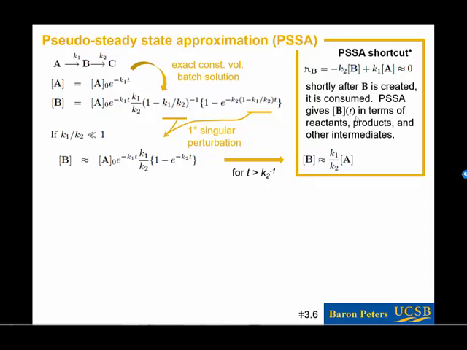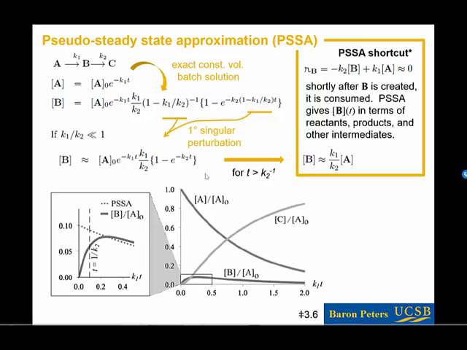So in the pseudo-steady state approximation, you're replacing a time-dependent quantity B, with its own differential equations that govern that quantity, with algebraic equations that relate B as a function of time to other species in the reaction network, typically reactants, products, and abundant intermediates.